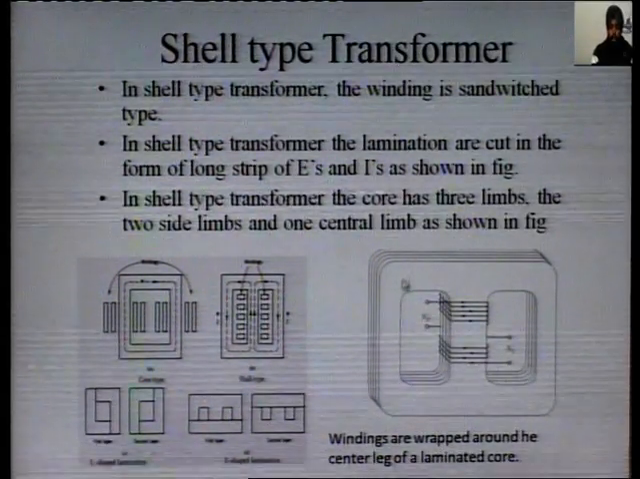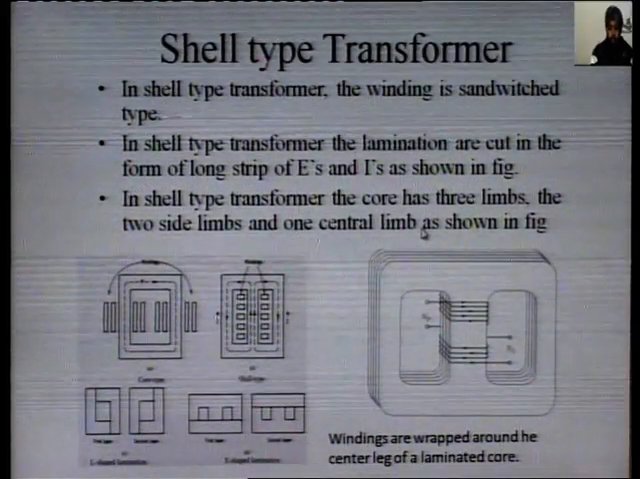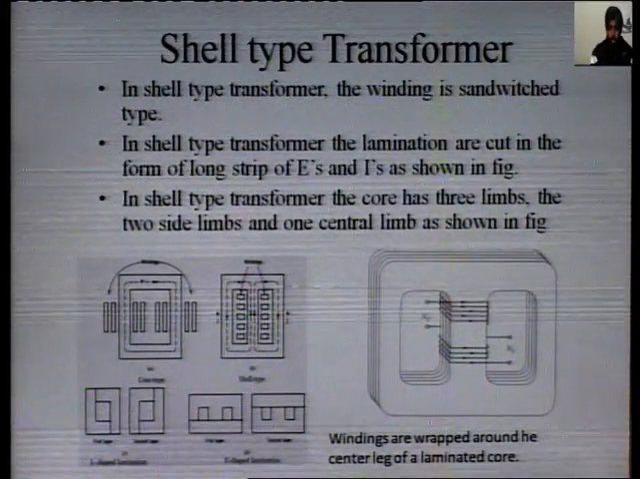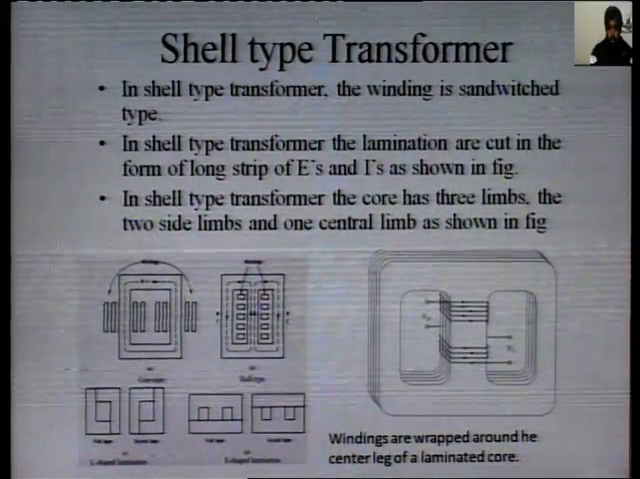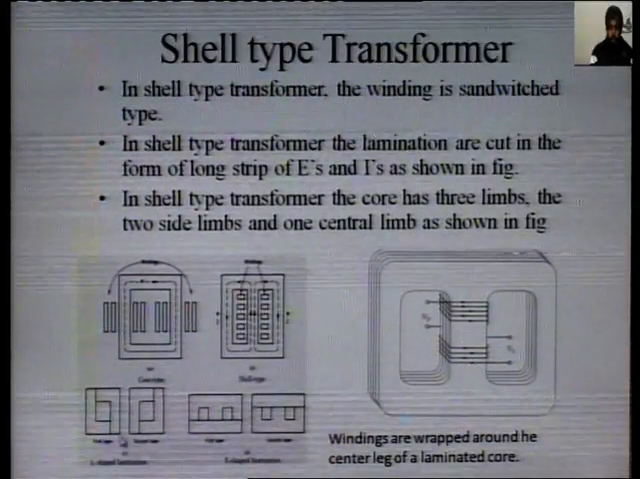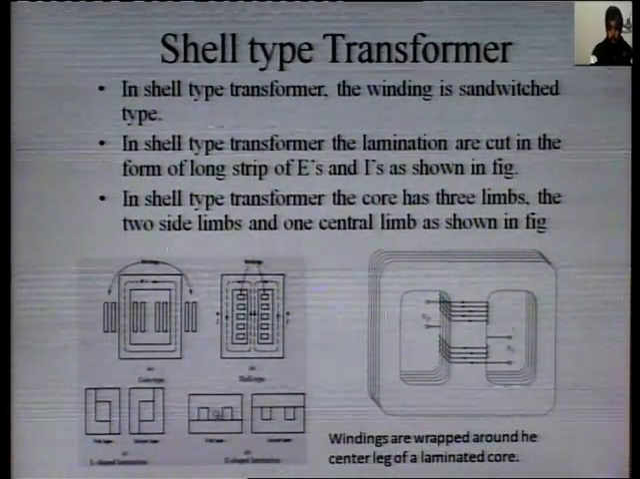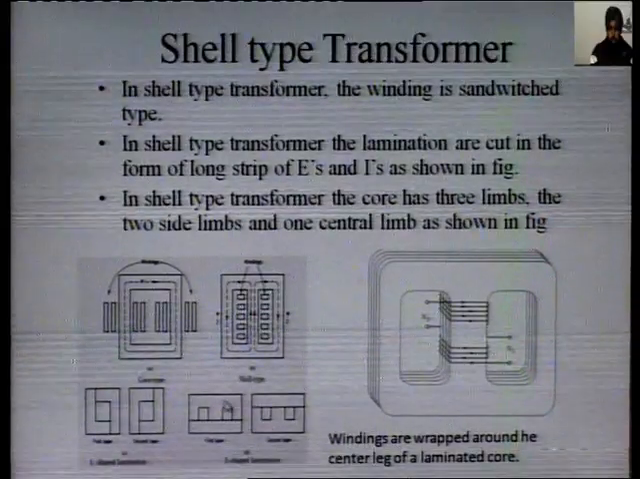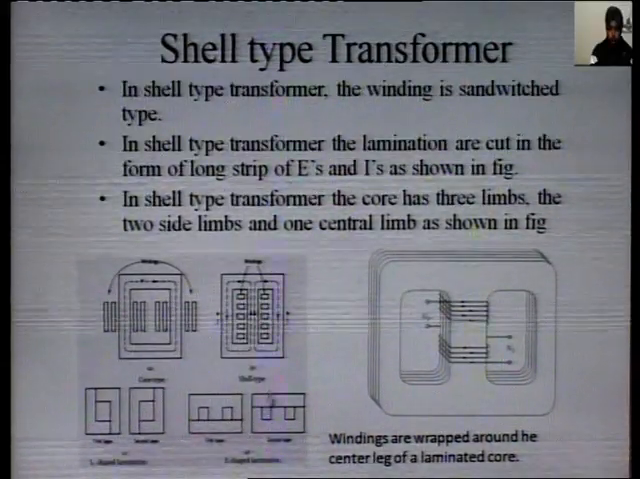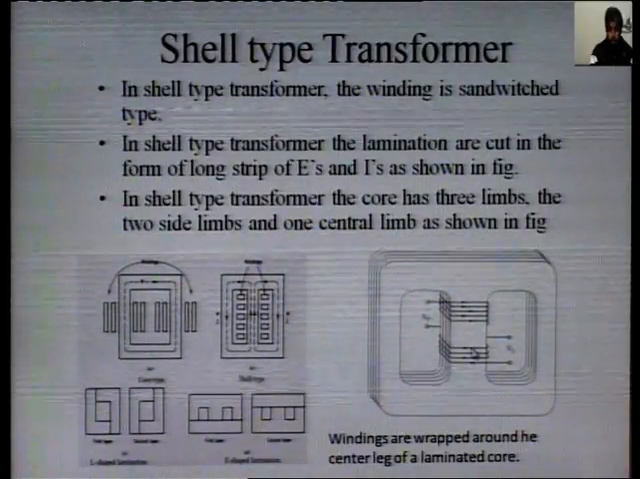Shell type transformer. In the shell type transformer, the winding is sandwich type. The laminations are cut in the form of long strips of E's and I's as shown in the figure. In the shell type transformer, the core has three limbs, the two side limbs and one center limb. So shell type transformers are formed with long strips in the shape of E and I. These strips are again joined alternately to reduce the air gap at the joint, and windings are wound on the center limb only.